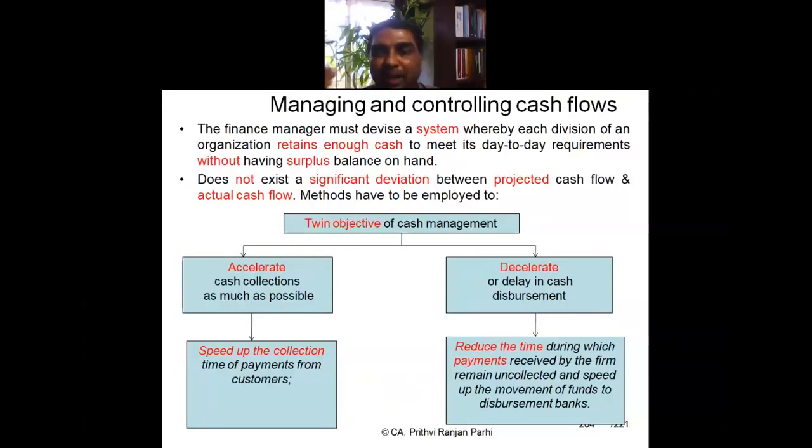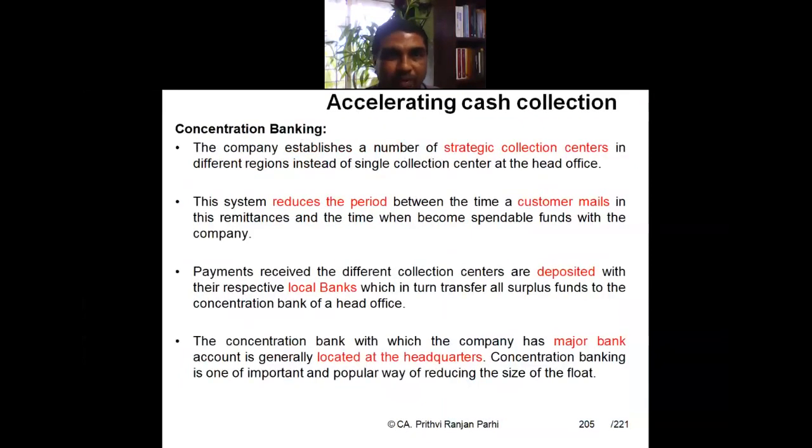Suppose a supplier has allowed you 45 days credit, then it is always wise to pay him on the 45th day. If you are paying on the 45th day, then you are taking the benefit of using cash for the maximum period which is allowed by the supplier, right? So like this, we can accelerate the collections and decelerate the payments. Understood? Yes, sir. Okay.